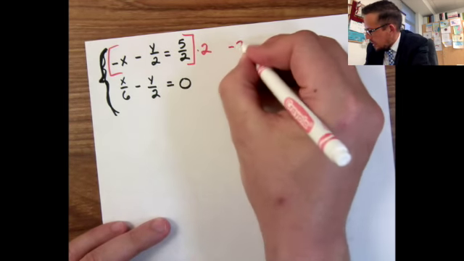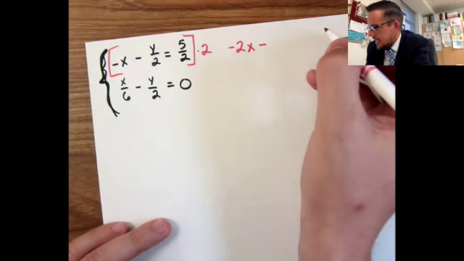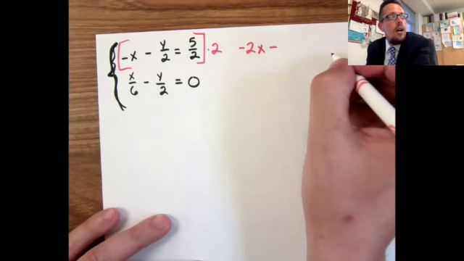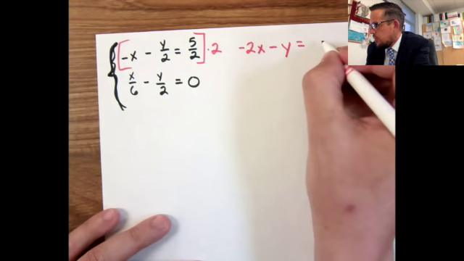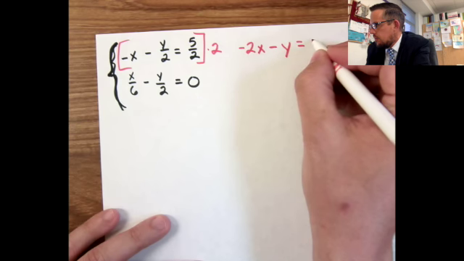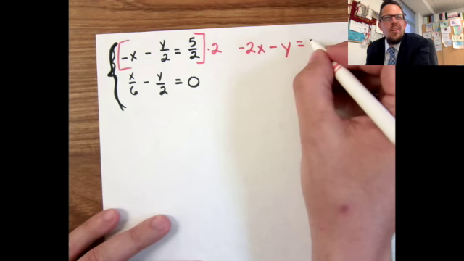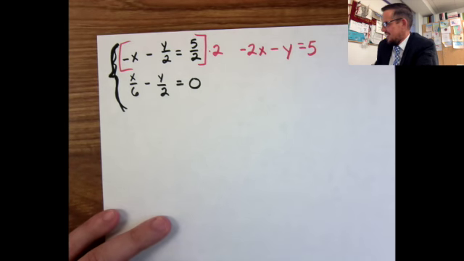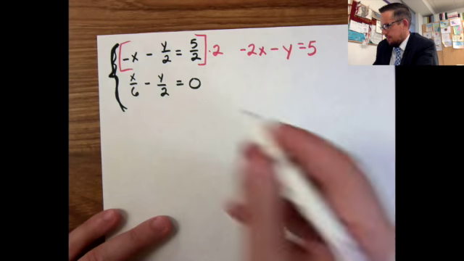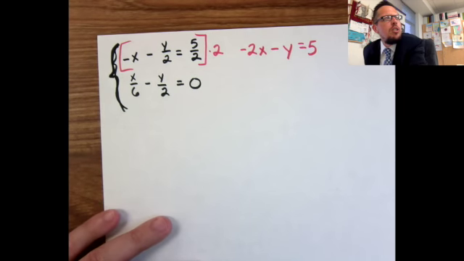Well, that'd be negative 2x minus, what's y over 2 times 2? 1y, equals, what's 5 over 2 times 2? 5. Good. So that's 5 times 2 divided by 2, right? Yes. What could I multiply the bottom by?